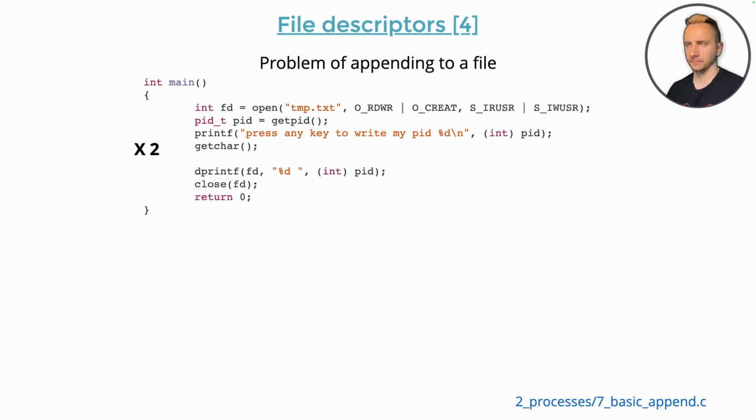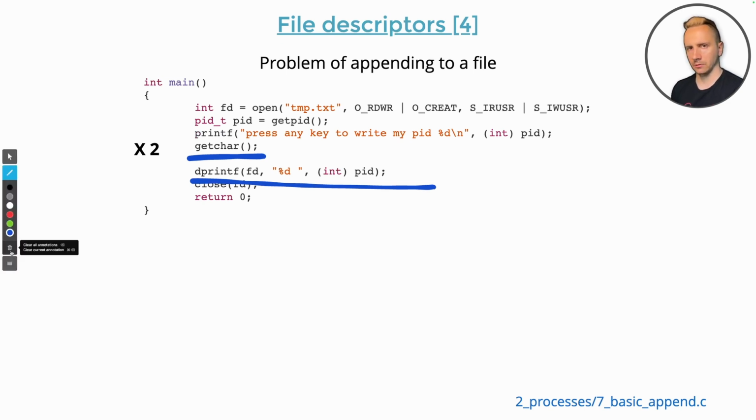Imagine we have this program where I want two processes to open a text file and write their process IDs at the end of that file. So the file would contain process ID 1, whitespace, process ID 2. They will run the same code. They just open the text file, get their process ID, then I make them pause for a second, then I will enter any key, and then I will print the PID of each of those processes into the file, and I will close the file.